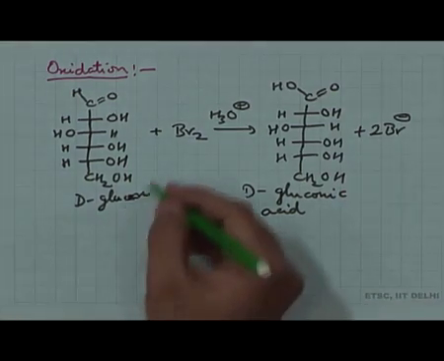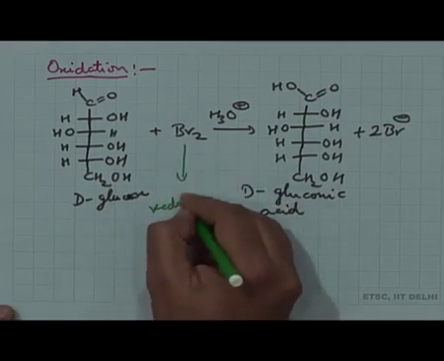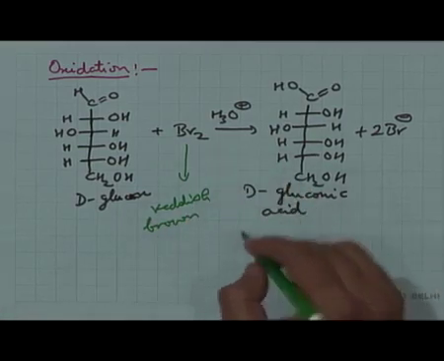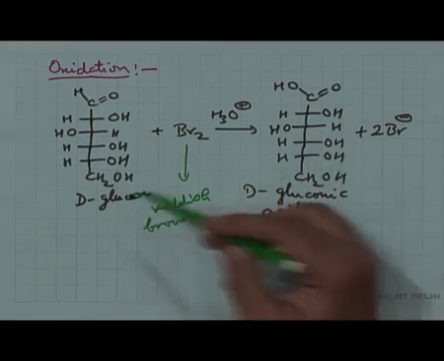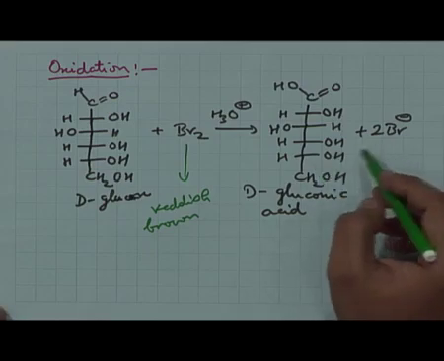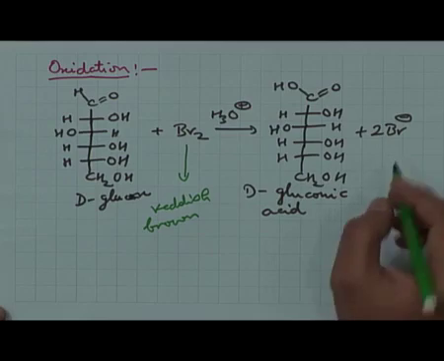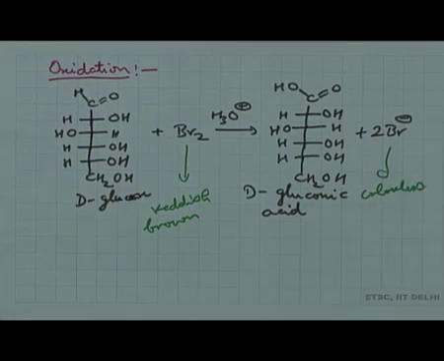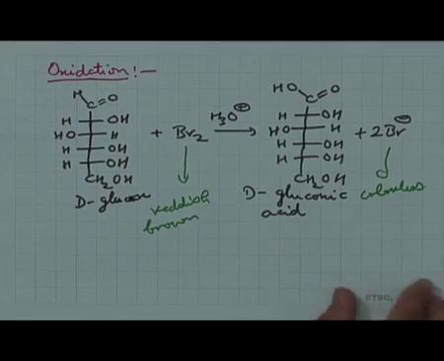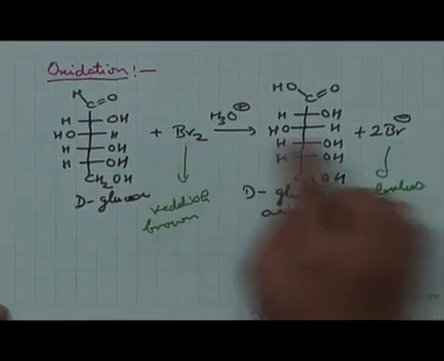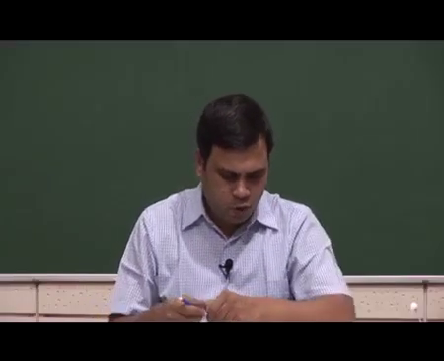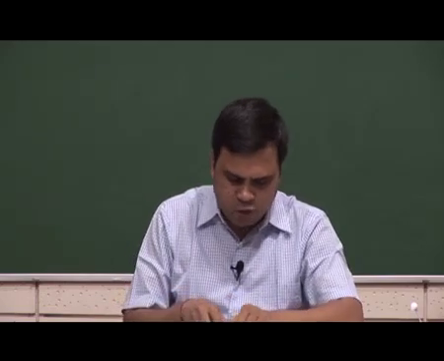So, the reddish brown color of bromine, after the oxidation of the monosaccharide glucose to gluconic acid, will disappear because it gets converted to bromide, and it will become colorless. Basically, bromine is getting reduced to bromide and glucose is getting oxidized to gluconic acid. Both aldoses and ketoses are oxidized to aldonic acid.